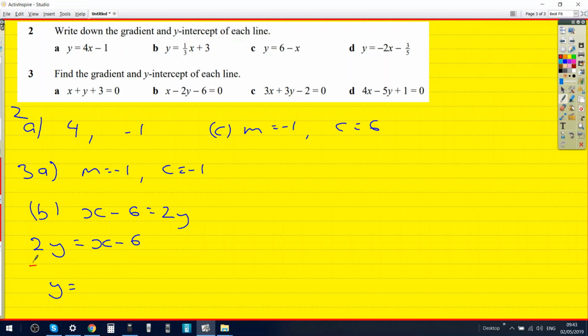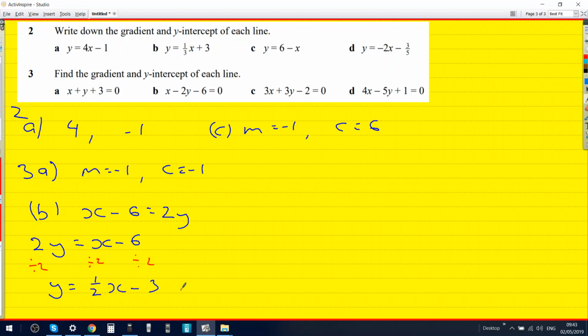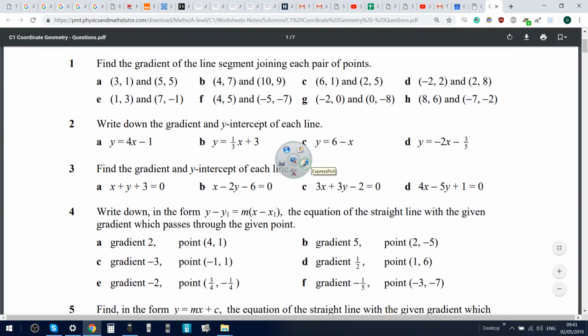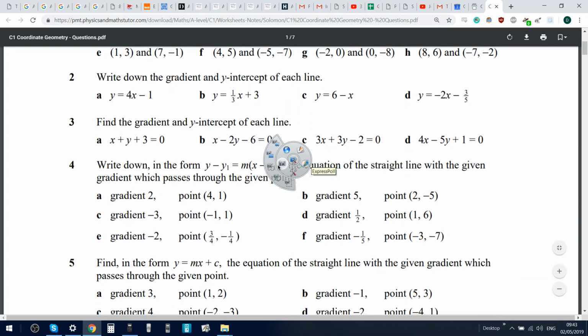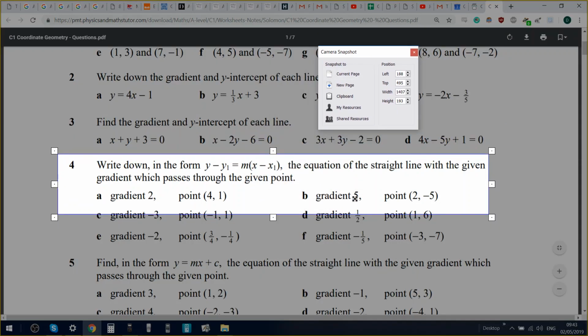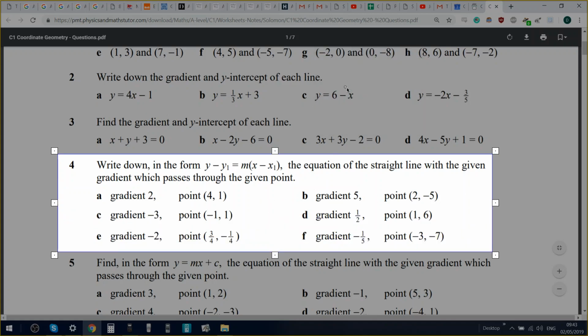So is the gradient a half and the intercept minus 3? Yeah. So gradient is a half, and yeah, intercept's minus 3. So if it's not y equals, you just rearrange it to make it y equals. It's to make y the subject. Okay, so you have to write down the equation of the line in this form, not y equals mx plus c, but just the way they've written it.